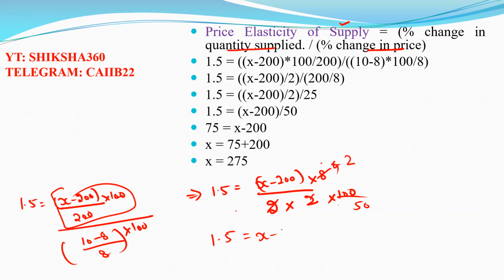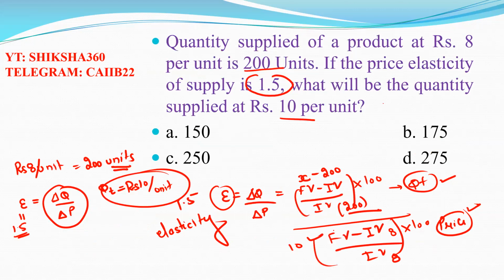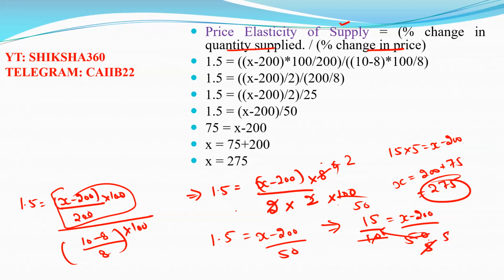So X minus 200 upon 50. Calculating, 15 upon 10 is equal to (X minus 200) upon 50. So 5 into 15 is equal to X minus 200, so X is equal to 200 plus 75. X is equal to 275. So the quantity supplied at rupees 10 per unit is 275 units.